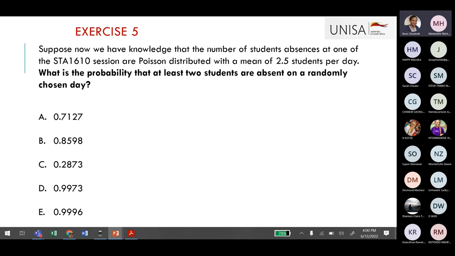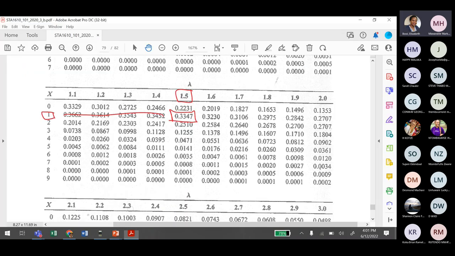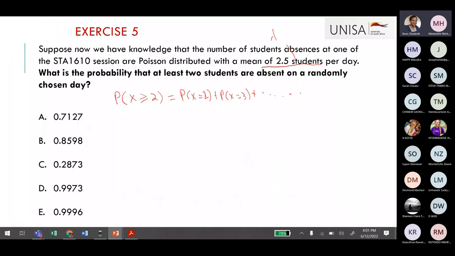Suppose we know that the number of students absent at one of the STA 1610 sessions is Poisson distributed with a mean of 2.5 per day. What is the probability that at least two students are absent on a randomly chosen day? So that is lambda. We need to find the probability that x is greater than or equal to 2. You can do this two ways. The first way is to say the probability of x equals 2 plus the probability of x equals 3 plus, up until you get to 12, since 2.5 ends at 12, plus the probability that x equals 12.